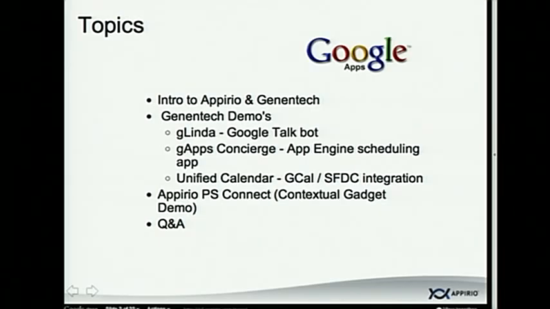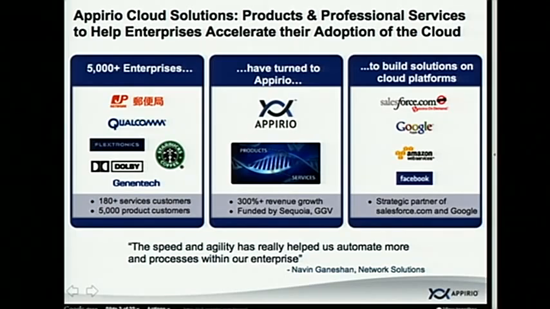We'll also take a look at a very cool new Gmail contextual gadget called PS Connect, recently developed by Appirio. And of course, we'll save some time for Q&A at the end. But before we get into all these topics, we'd like to give you a little bit of background on both Appirio and Genentech, who we are, what we're all about, so you sense how we approach these topics.